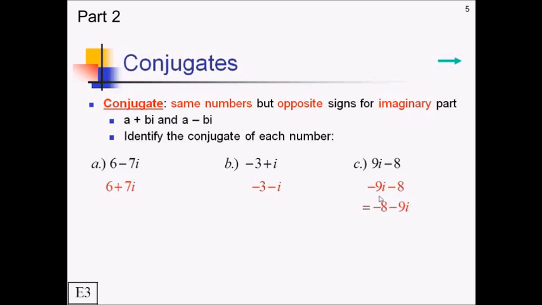Now, technically, this right here is the conjugate of 9i minus 8. But if you went ahead and turned this into 9i plus 8, it's not the conjugate, but it'll actually still work for what we're about to do next.